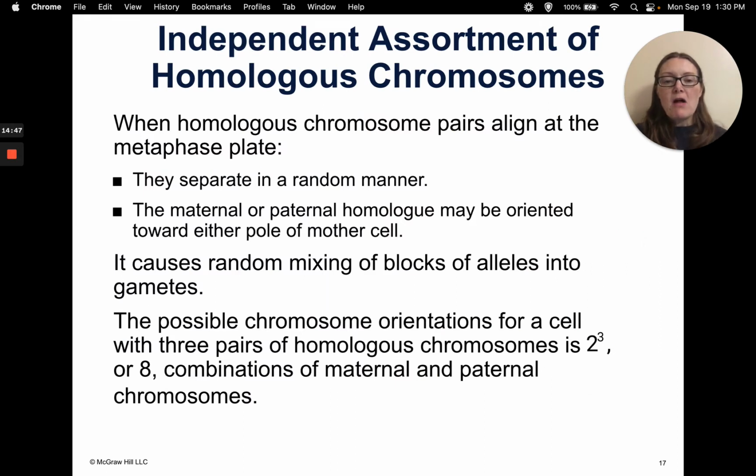All right, so when homologous chromosome pairs align at the metaphase plate, we can have what's called independent assortment. Independent assortment means that they go to different places randomly and they separate in a random manner. So that means the maternal can go to one side or the paternal could go to the other side. This causes a mixing up of the genetic information. So again, we have very different results.